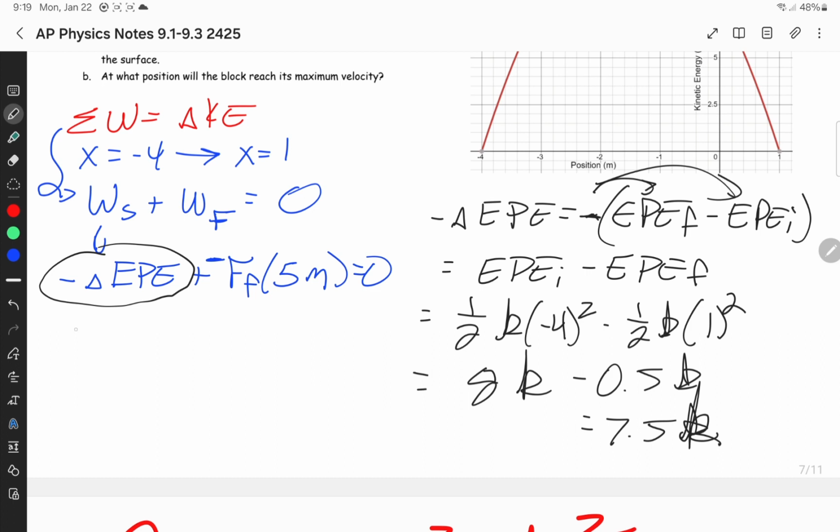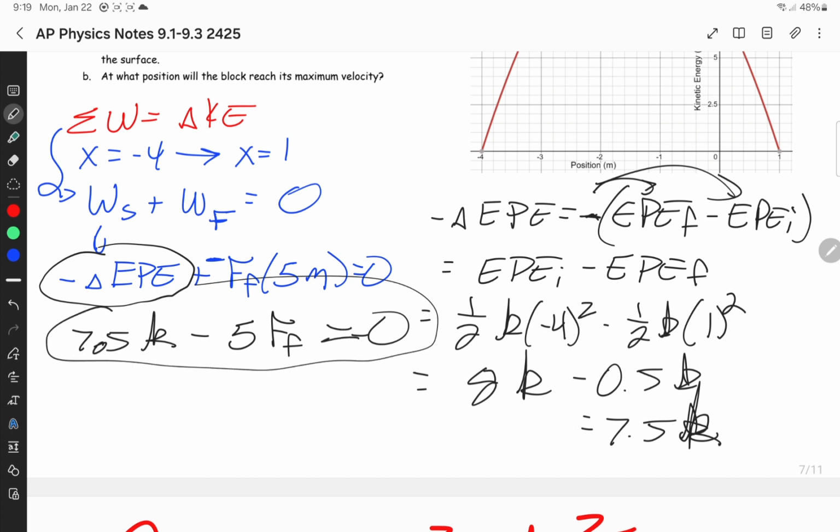So here's my final equation. I'm looking at 7.5K minus force of friction times 5 meters equals 0. Let's get rid of that M there. It's just units, right? Better yet, let's do this. All right. Oh, shoot. I have 2 unknowns, right? So now what I want to do is choose another point on the graph and solve this again.